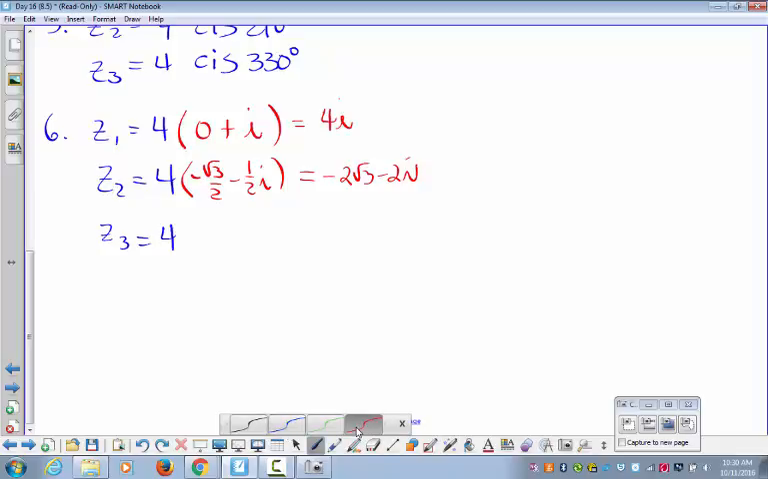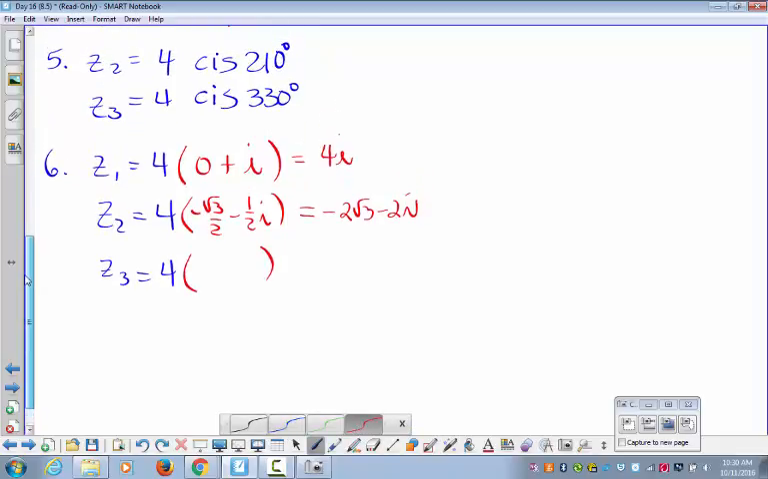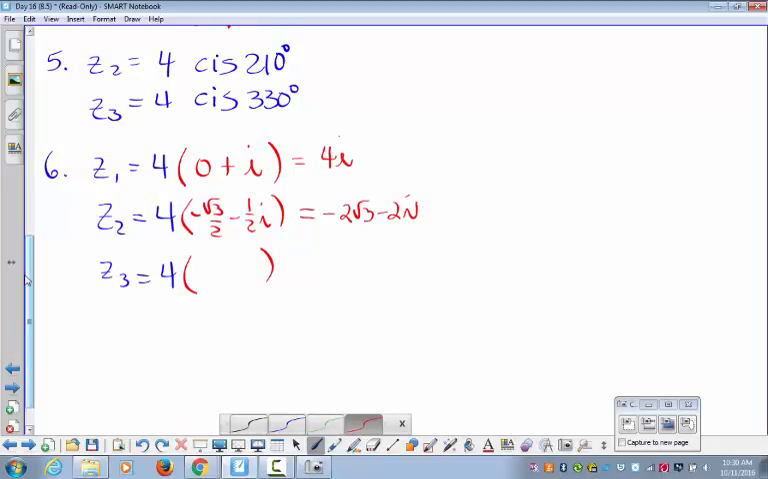And then the unit circle complex number is right there, 330, also a 12-sector circle: root 3 over 2 and minus 1 half. That will be positive root 3 over 2 minus 1 half i. And that will simplify to 2 root 3 minus 2i. Those are our final answers.